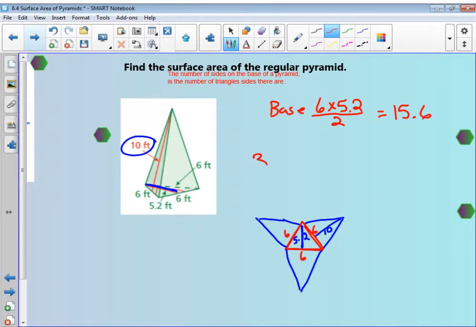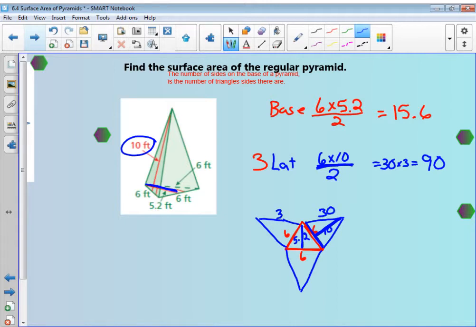Now I have 3 lateral surface areas. And I'm just going to put lat for lateral surface area. And the dimensions on those are 6 by 10. So 6 times 10 divided by 2. Now in my head, this is what I'm doing. I took half of 6 and did 3. So then 3 times 10 would give me 30. It's the same as if I went through and did this. 6 times 10 is 60 divided by 2, still gives me 30. Now those are 30, but there's actually 3 of those. Gives me 90.